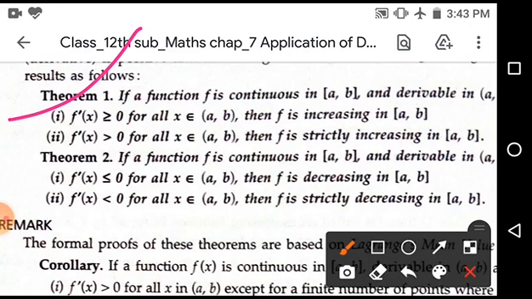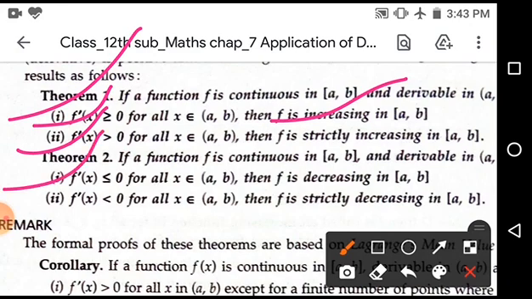If f dash x is greater than or equal to 0 for all values of x belonging to the open interval (a, b), then f is increasing in the closed interval [a, b]. This is the first and important theorem. Now the second theorem is, if f dash x is greater than 0 for all values of x belonging to the open interval (a, b), then f is strictly increasing in the closed interval [a, b].